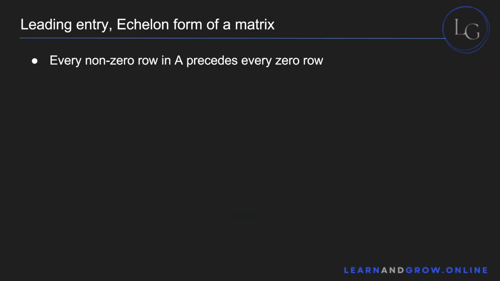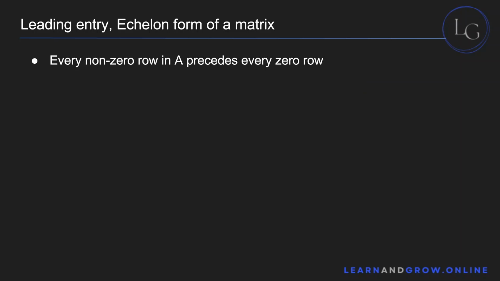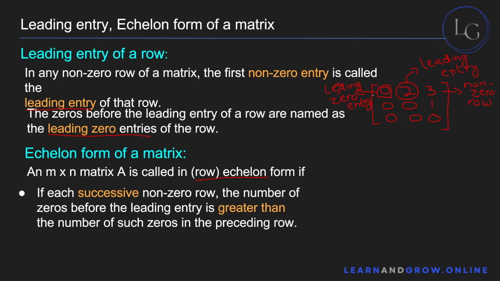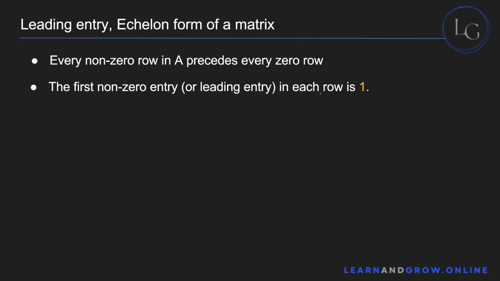Now, the second and third conditions of the row echelon form: the second is that every non-zero row in A precedes every zero row. What this really means is that the non-zero rows in a matrix must always come before the zero row. The zero row, the row that has all zeros in it, must come at the end of the matrix. And the third condition for the row echelon form is that the first non-zero entry, or the leading entry, as we have discussed earlier, like in this here, this number 2 is the leading entry of this row, the first non-zero entry in each row is 1. That is the third condition for the row echelon form.